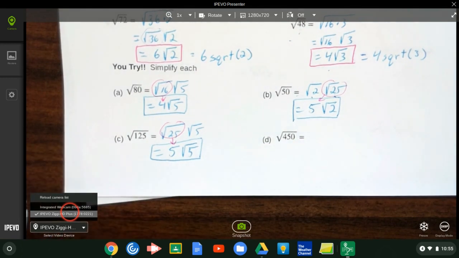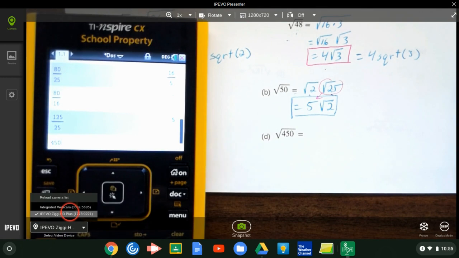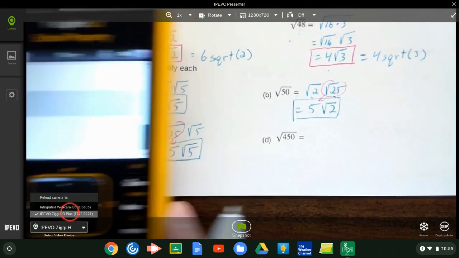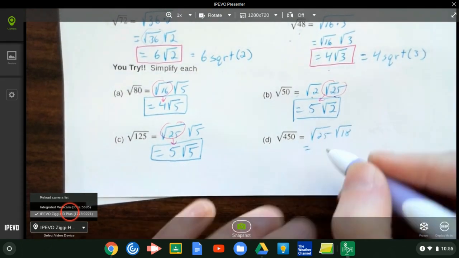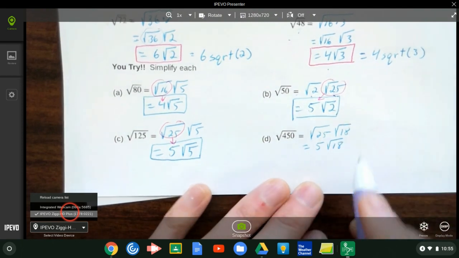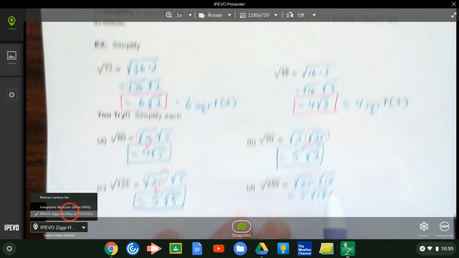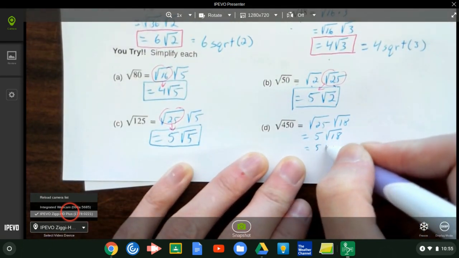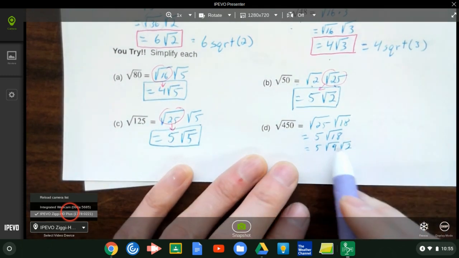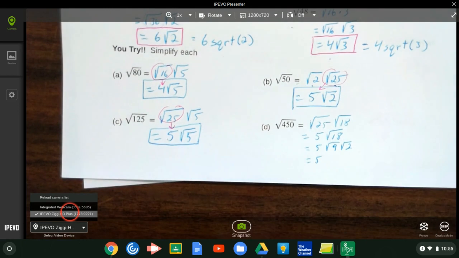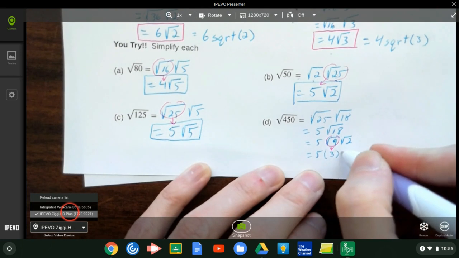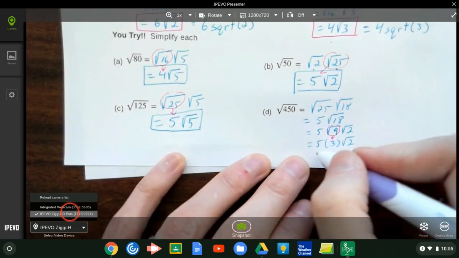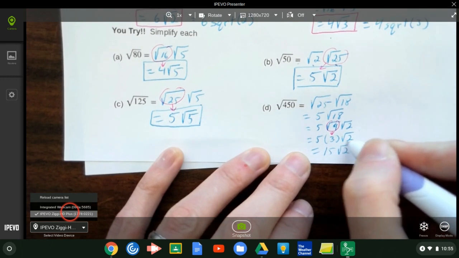Square root of 450. Ooh, okay. Let's go some numbers here. 450. Let's try 25. Hey, 25 and 18. And the square root of 25 is 5. But I can break 18 down because 18 I know is divisible by 9. So I'm going to do it again. I keep my 5. 9 times 2, so square root of 9, square root of 2. And the square root of 9 becomes 3. And I'm still multiplying. All this is multiplied. So my final answer is 15 square root of 2.